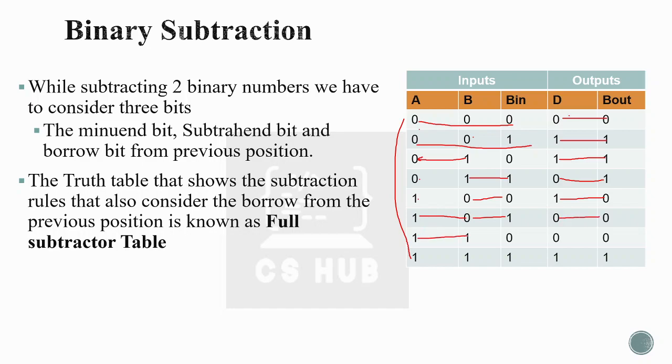Again 2 1s. First the B bit is subtracted from the A bit, right? 1 is subtracted from 1. Our result is 0. And then 1 is subtracted from that 0. Result is again 0. So difference is 0. Borrow is 0. Next, study like this. When we are having 3 1s, our difference and borrow will be 1. Okay, this is the full subtractor table.